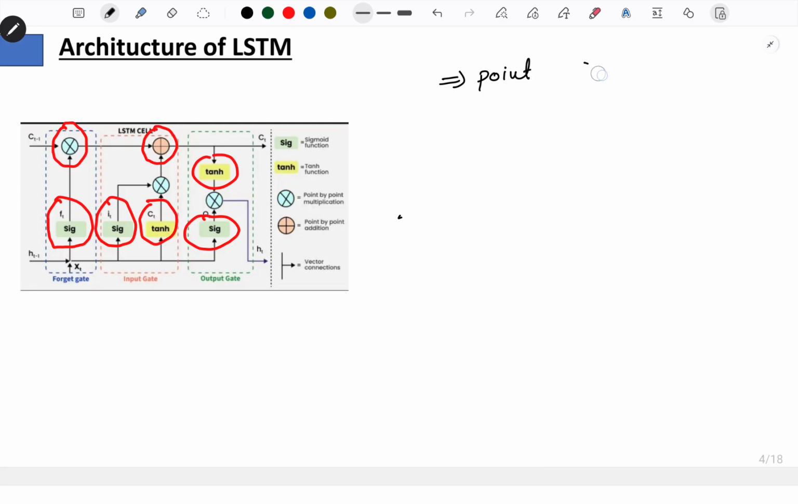Then we have one more operation in the entire architecture of LSTM. This one is a pointwise addition operation. Pointwise addition operation means if you find something like this in the architecture of LSTM, this is a pointwise addition.